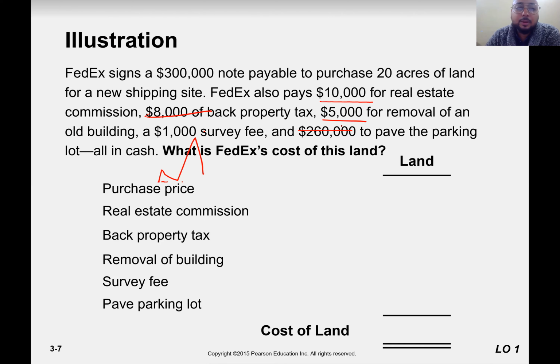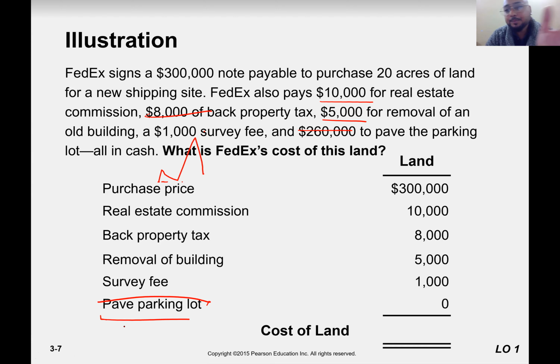So here we go. So purchase price, real estate commission, back property taxes, survey fees, and you see the pavement is not included in the cost of land. Why? Because pavement and fencing around the property is called land improvements, a separate head, not the cost of the land. Right, guys?